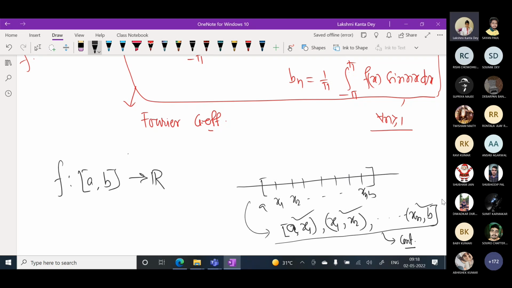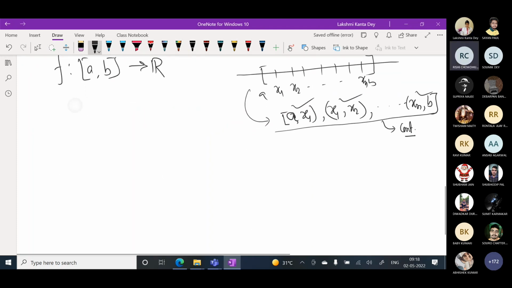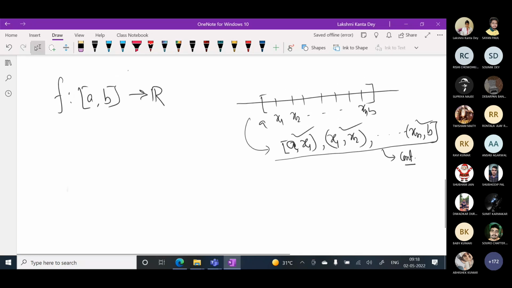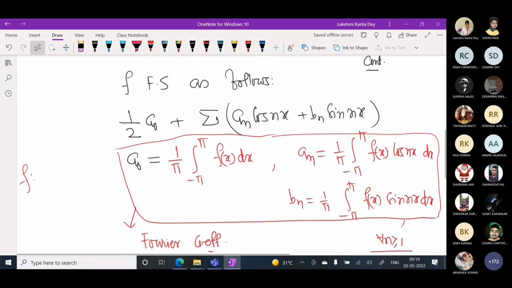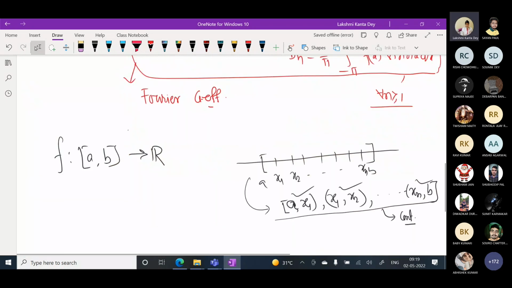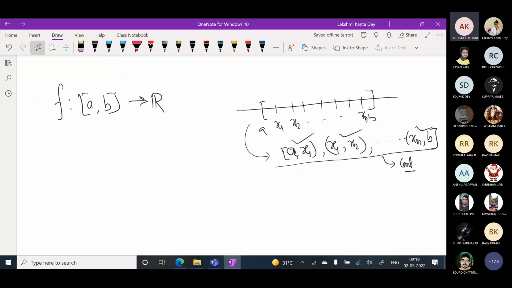Now, sir, excuse me, sir. How does the formula of the Fourier coefficient come? Sir, I cannot understand how the formula of the Fourier coefficient comes.